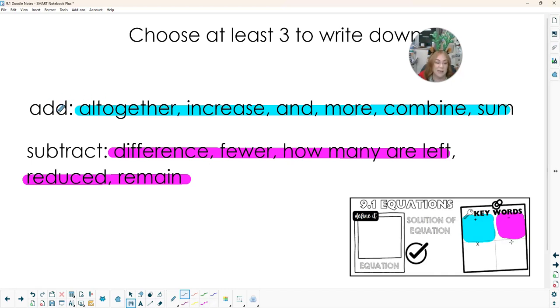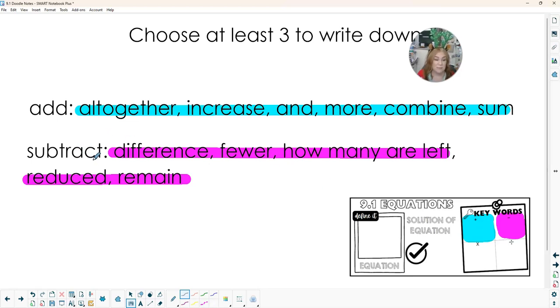So things that mean add: all together, right? We're putting things all together. If things are increasing, if you have this and this, we're putting them together. If we're getting more of something, just not times more, just more. I have this, I get more. If we are combining things, or the mathematical word is a sum. So pick at least 3 of those to write down that will help you do your best.